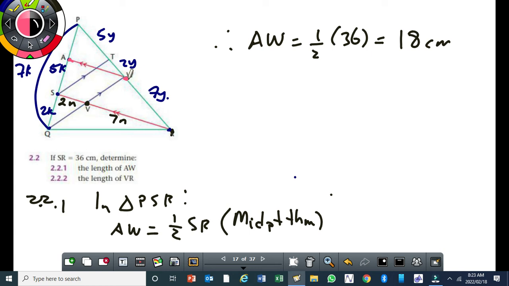Now, to calculate VR, you need to identify where VR is. VR is from here up to there. Okay? Now, I'm sure you can agree with me that VR and SR are on the same side of triangle TSR. And VW is parallel to ST. Therefore, I can apply the proportion theorem in triangle TSR.